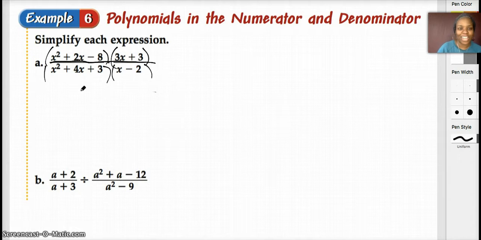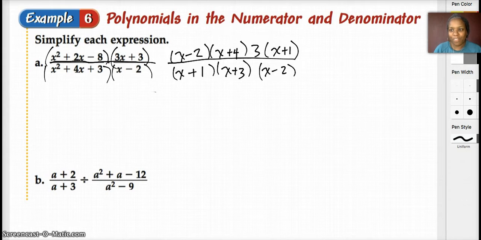Remember, our goal is to factor. So I'm going to factor the numerator and denominator completely here. And this is what we get when we factor completely. And finally, we're just going to do what we've been doing. We're going to cancel out what we can. So common factors can be canceled out. And we see we have x plus 1, x plus 1, x minus 2, x minus 2, which leaves us with 3 times the quantity of x plus 4 over x plus 3.